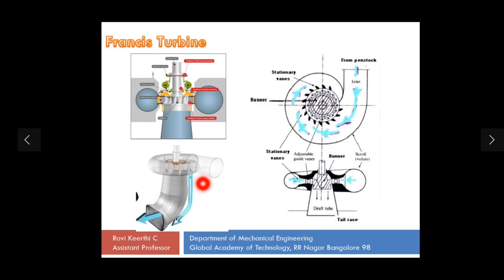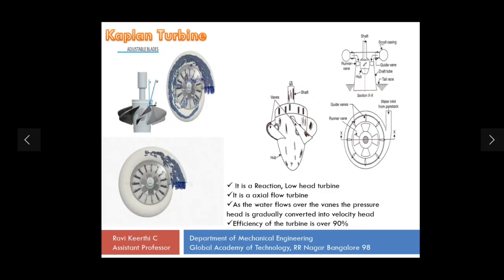In order to have the suction force at the end of the draft tube where the water has to go out of the turbine, to increase the pressure, the cross section of the draft tube is increased. So this is about a Francis turbine.